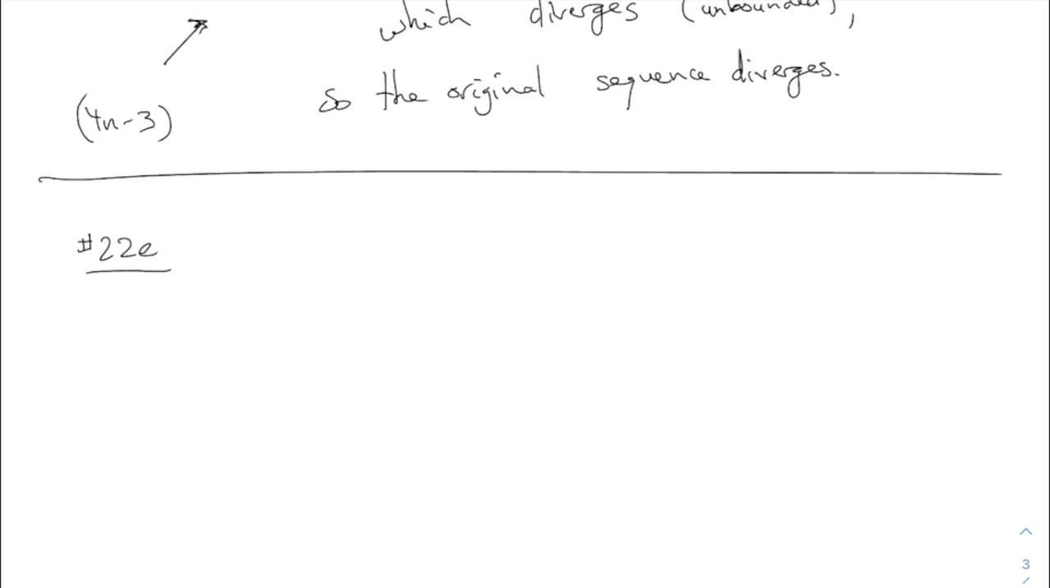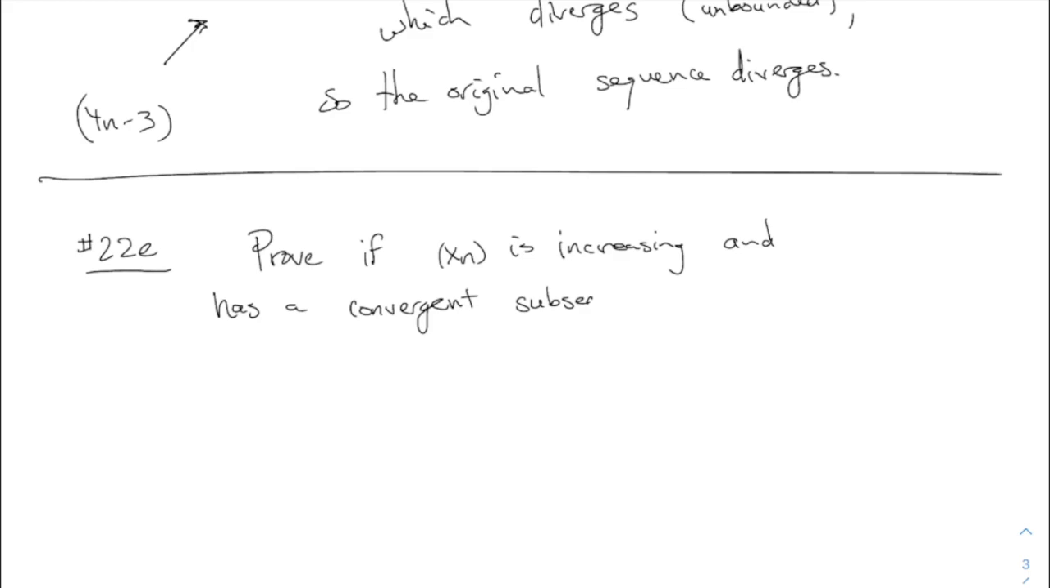It said, prove that if xn is increasing and has a convergent subsequence, then xn converges. All right, if xn is increasing and has a convergent subsequence, then xn converges. Maybe I'm just doing it wrong. I kind of felt like this was a little hard, harder than that other one.